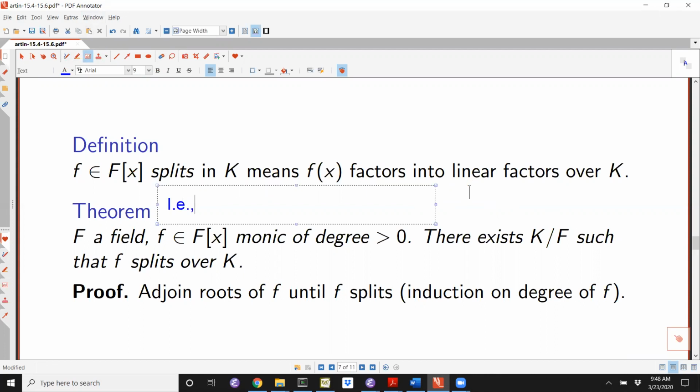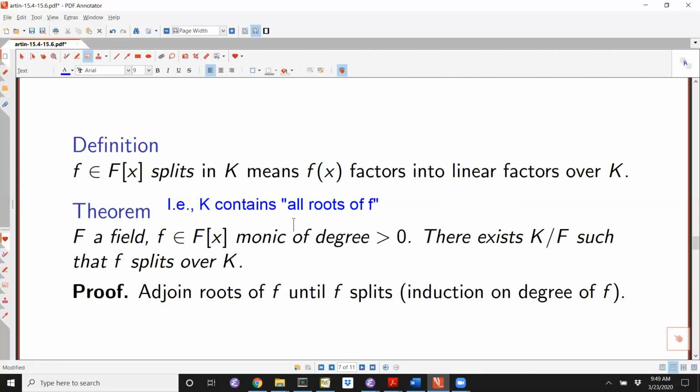That is, K contains all roots of f. Something which sort of doesn't mean anything, because if f is irreducible, then f has no roots in K. But it's helpful to think of it that way, that you've enlarged K by adding all possible roots.